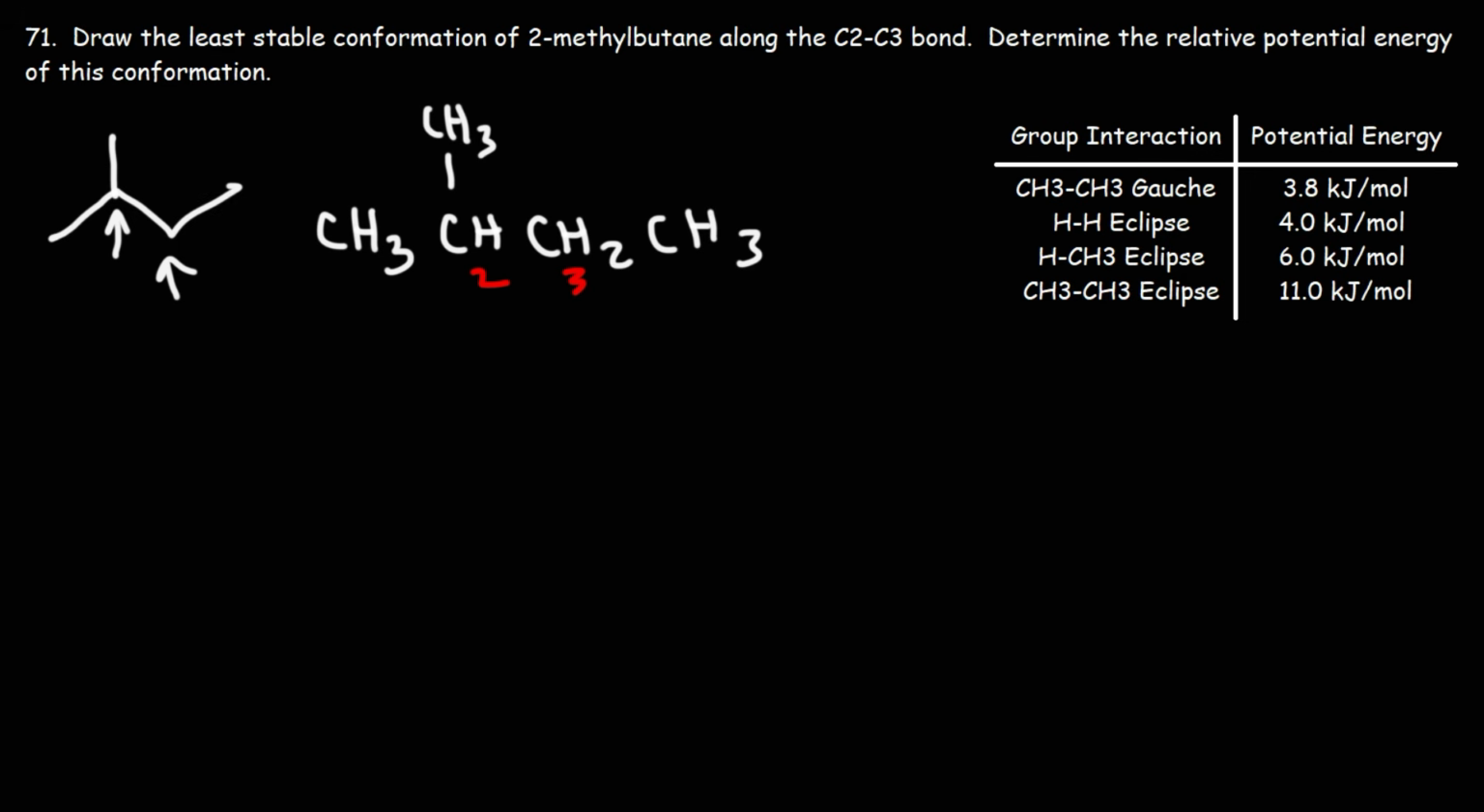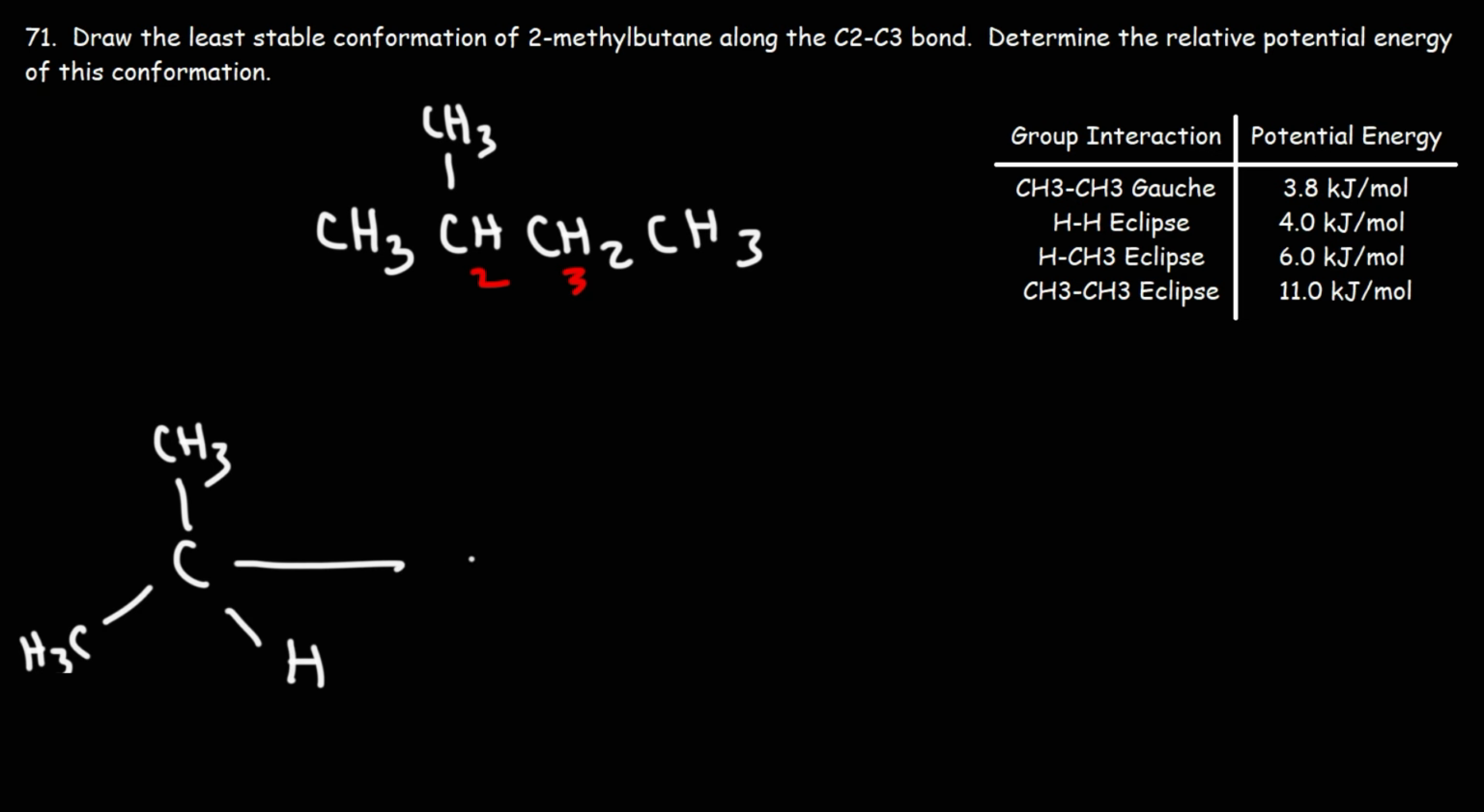Now let's turn this into a perspective formula. So carbon 2 has a methyl on top, it has another methyl to the side, and it has one hydrogen. Now carbon 2 is connected to carbon 3. Carbon 3 has 2 hydrogen atoms. We can put one here. Let's put the other one here. And it has a methyl group.